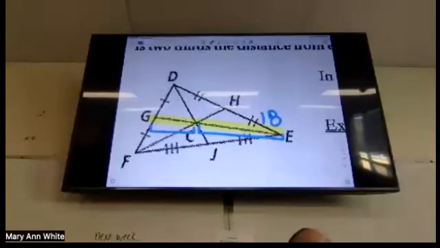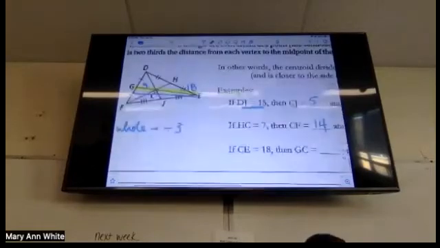Not by 3, because this isn't the whole. What are you dividing by, Chase? By 2. So since this is like the medium segment, we're going to divide it by 2 to get 9. And then I know 9 plus 18, or you can think of it as 9 times 3, that's 27. So GC is 9 and GE is 27.